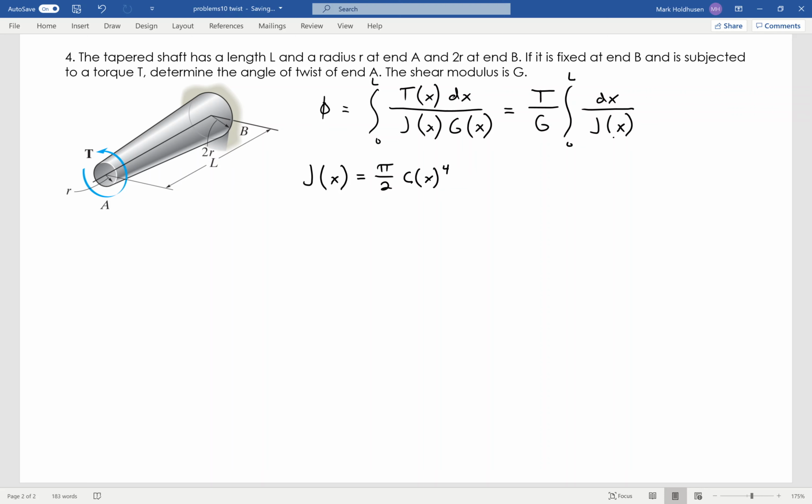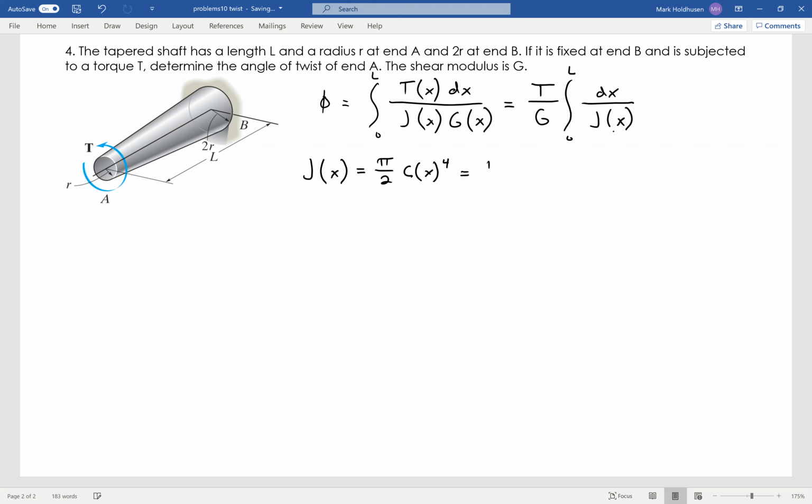Well, it's a linear slope. Again, it starts at 2r and ends at regular r as I move through it. So the radius changes by r over that length L, so the slope is going to be r over L. Okay, so let's start rewriting that. Pi over 2 is constant, that stays there. And when x equals 0, that's at the wall, that's going to be 2r.